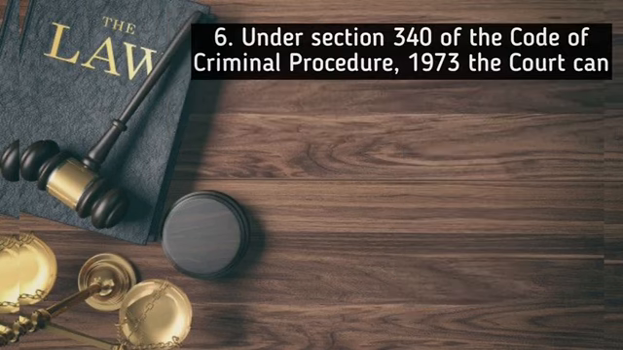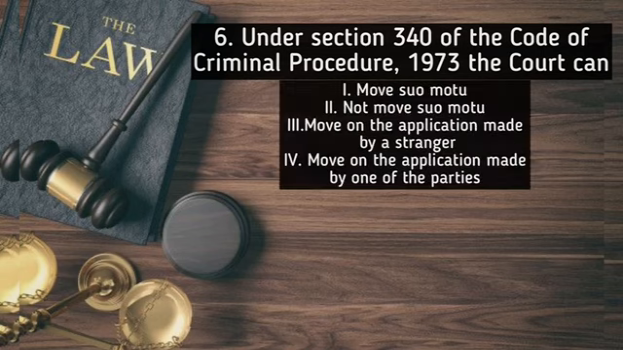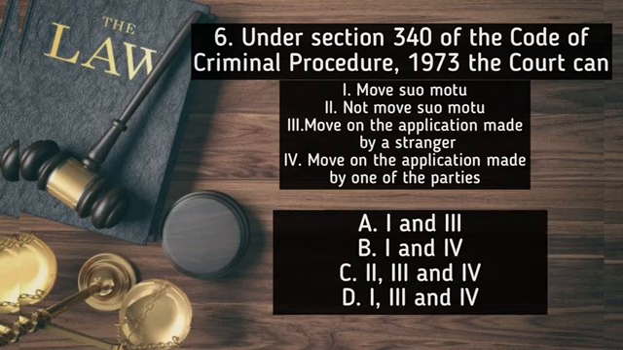Next question. Under section 340 of the Code of Criminal Procedure 1973, the court can: first, move suo motu; second, not move suo motu; third, move on the application made by a stranger; fourth, move on the application made by one of the parties. And our options are: A, first and third; B, first and fourth; C, second, third, and fourth; D, first, third, and fourth. And our answer is D, first, second, and fourth.